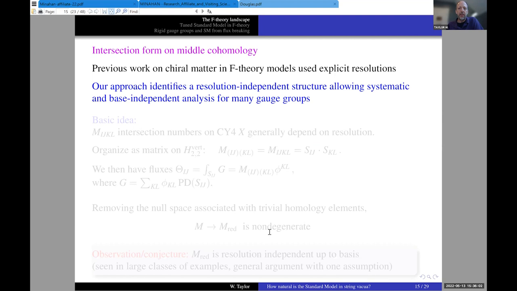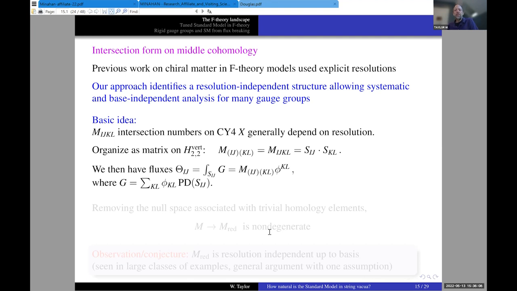Okay, so this is what we've been studying. Previous work on chiral matter tended to use explicit resolutions. But basically what we have done in this work with Patrick and Andrew is to think of the fourfold intersection numbers, M_IJKL, which in principle, and in fact, depend upon the resolution that you choose of the singular elliptic Calabi-Yau fourfold, and organize them as a matrix where the indices of the matrices are pairs of indices. So for instance, M_IJKL, which is the intersection between Sij and Skl, can be thought of as a matrix in this space of 2-2 vertical surfaces.